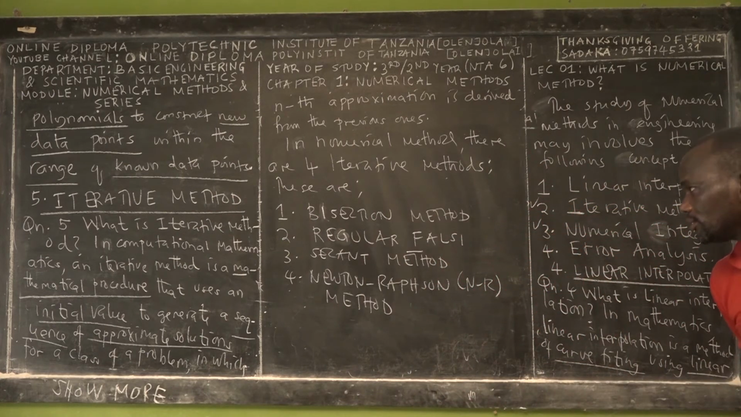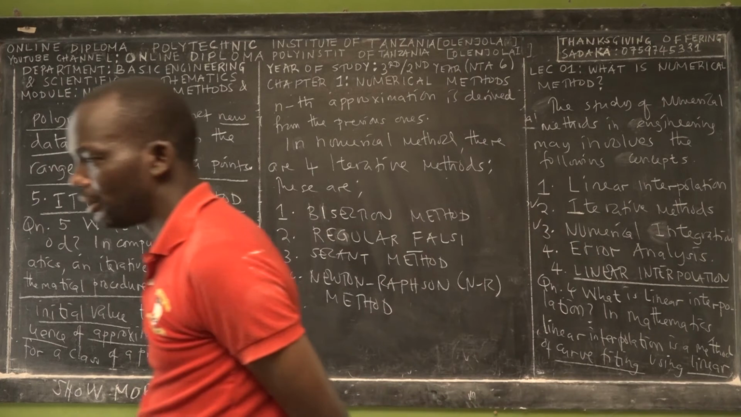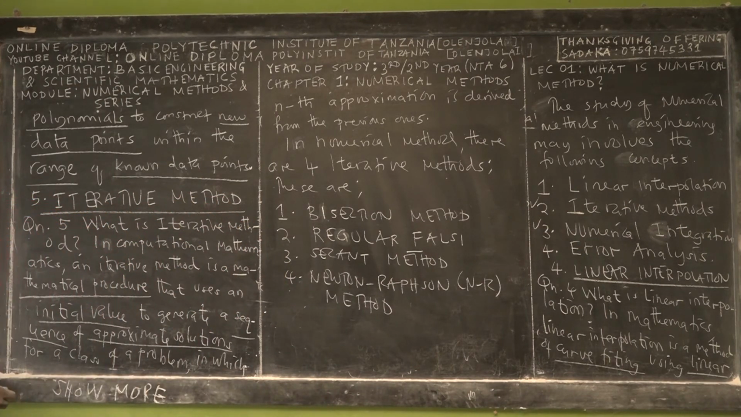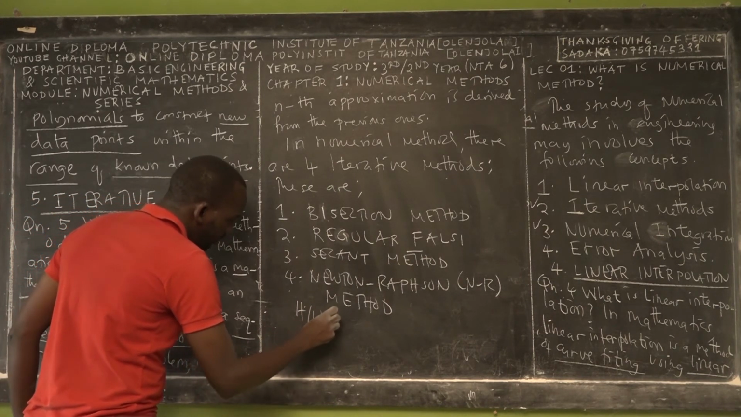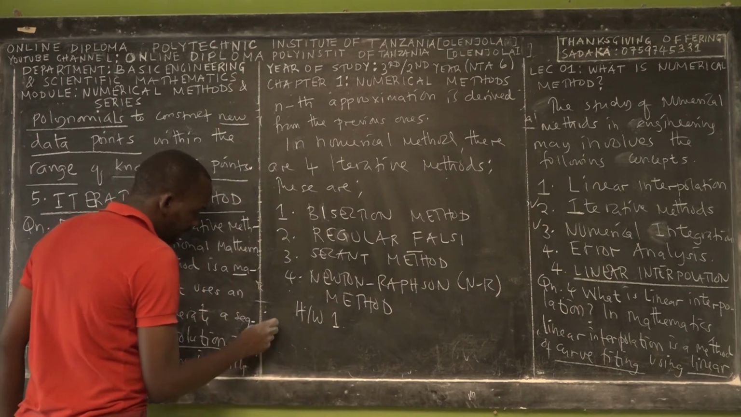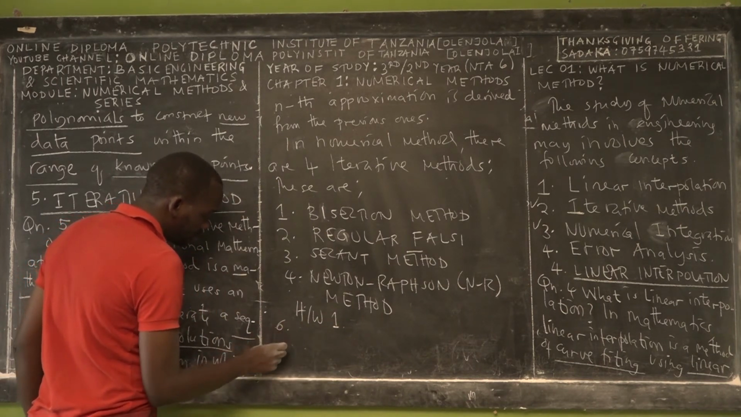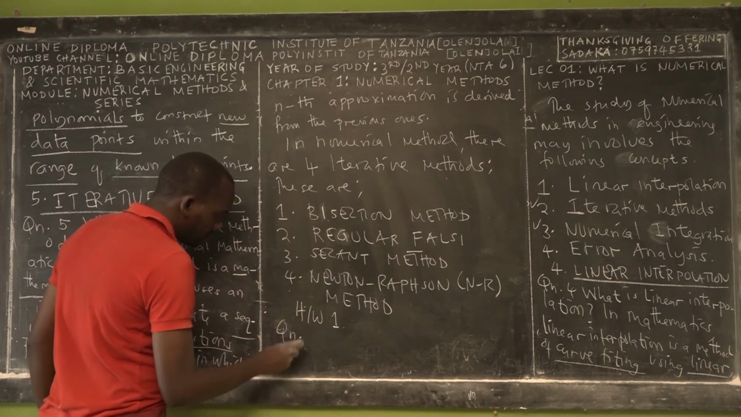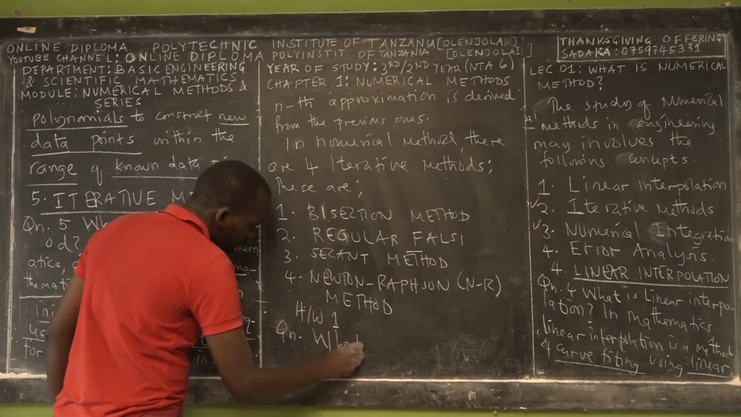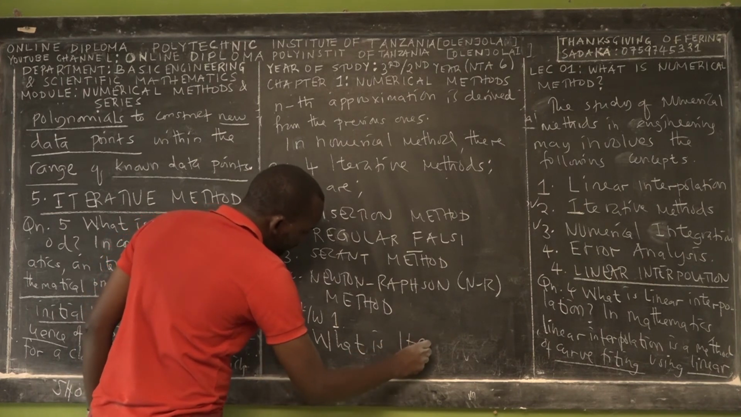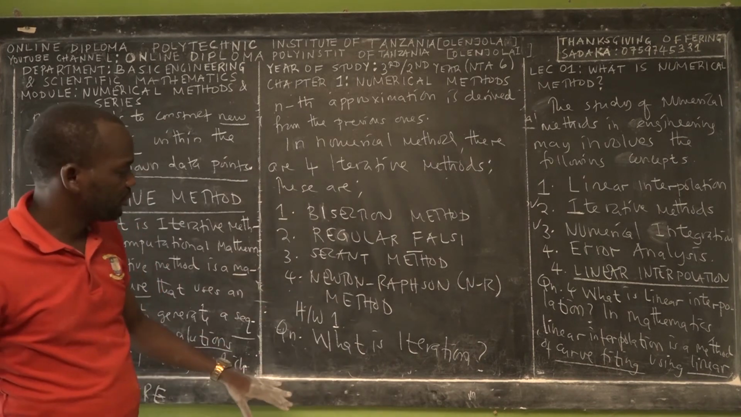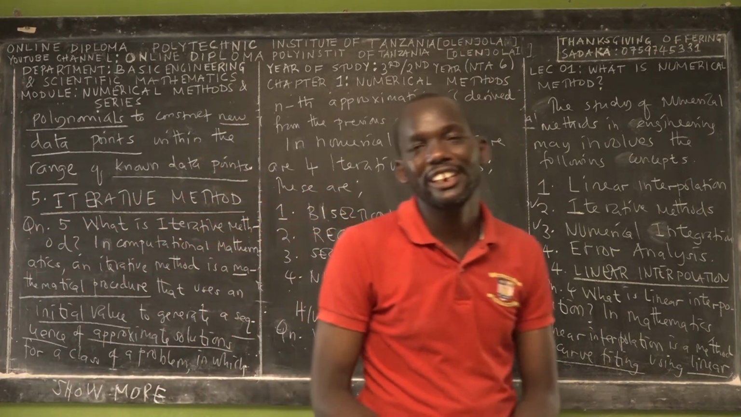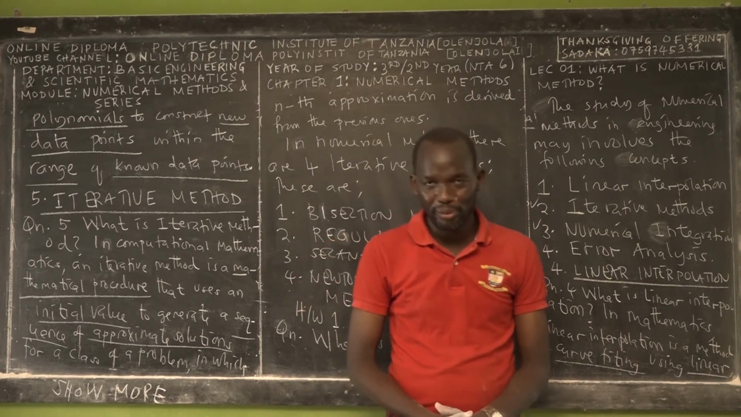Okay, so let me leave a question for you, the homework. The homework for you is to define the term iteration. This is homework 1, terminology 6. So, what is iteration? When you do this homework, it will be the end of lecture 1 of numerical methods.